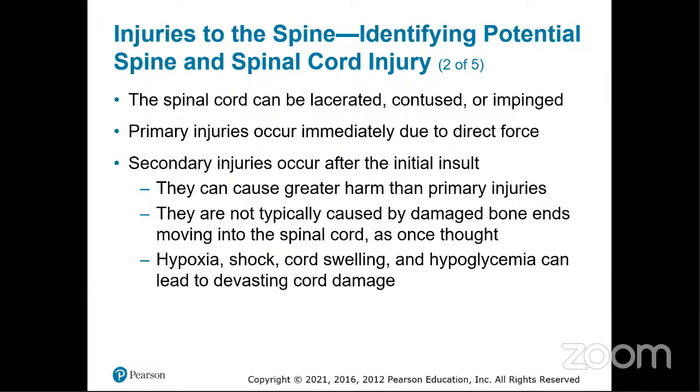So they're usually hypoxic and in shock. So we're going to have to treat them for shock and get them on oxygen. And then hypoglycemia can lead to devastating cord damage. Can it heal itself once it's severed? No. So we've got to be really careful with that, and any damage that gets caused that way. That's why diabetics a lot of times get that neuropathy and damage, because they go low so often that it starts to cause damage.